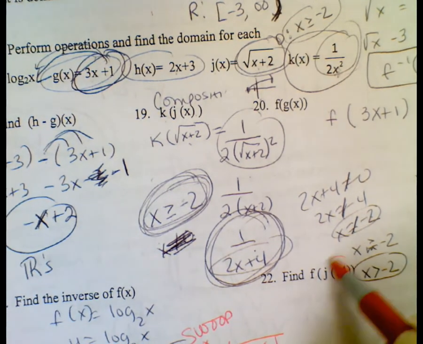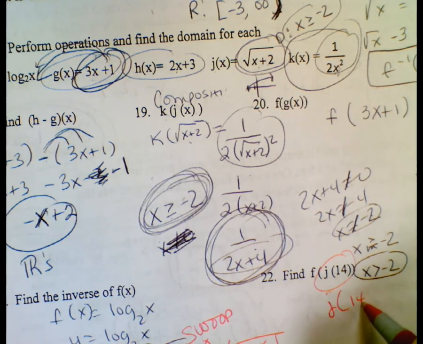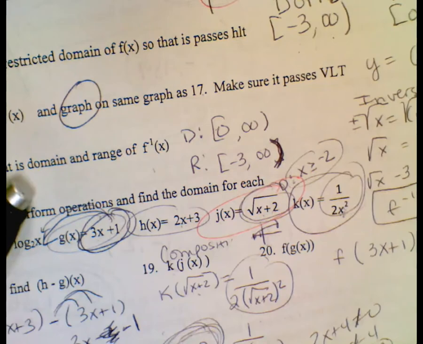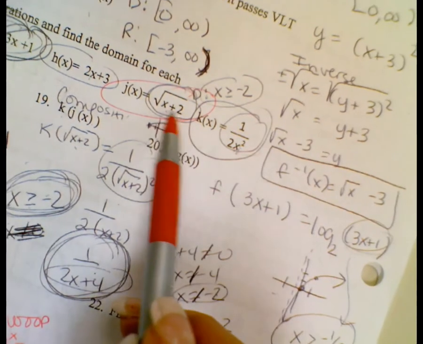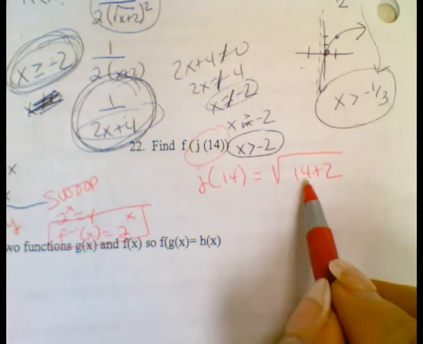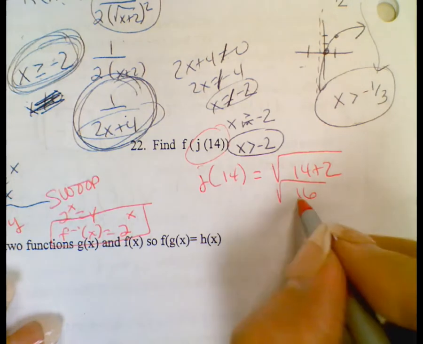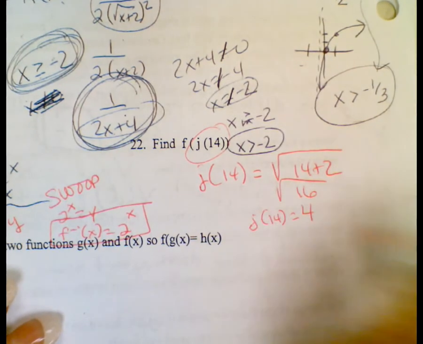Now what does it mean if they ask you to plug a number in? So j of 14, first of all, let's find out what j of 14 is. Here's your j. So j of 14 is the square root of 14 plus 2, because j was just the square root of x plus 2. I'm plugging 14 in for x. So what's 14 plus 2? 16. What's the square root of 16? 4. So j of 14 is equal to 4.